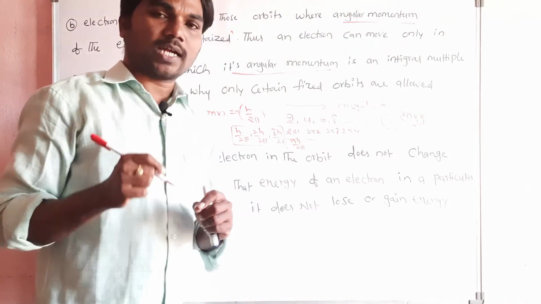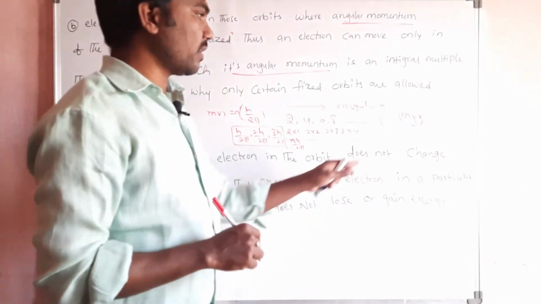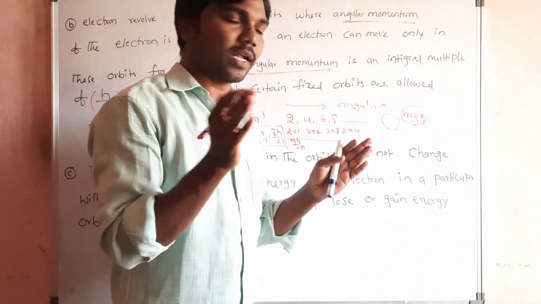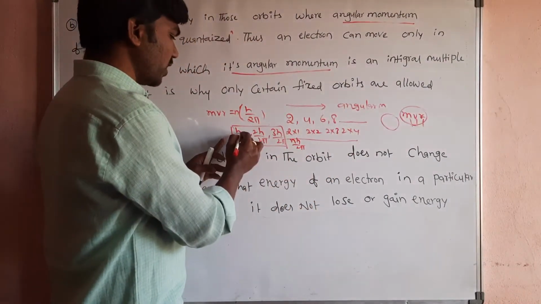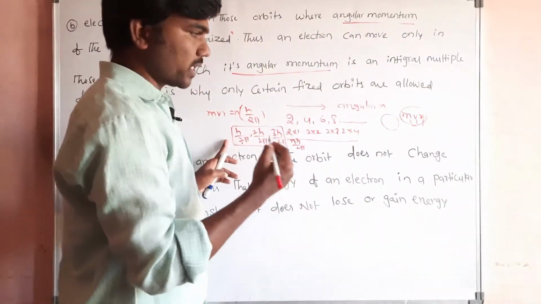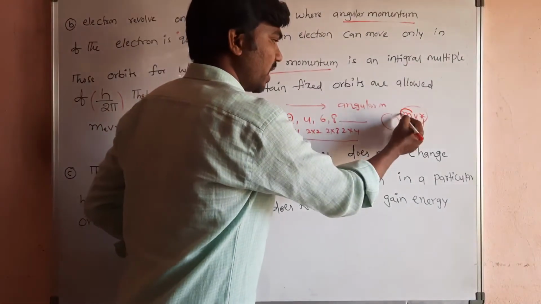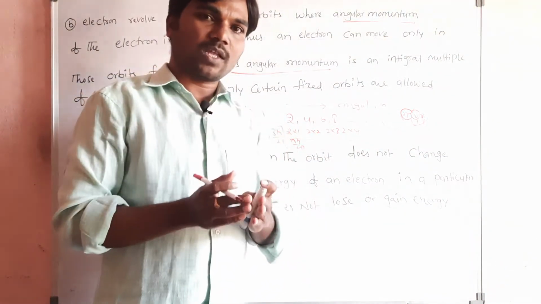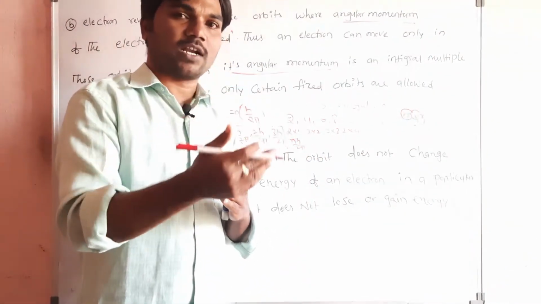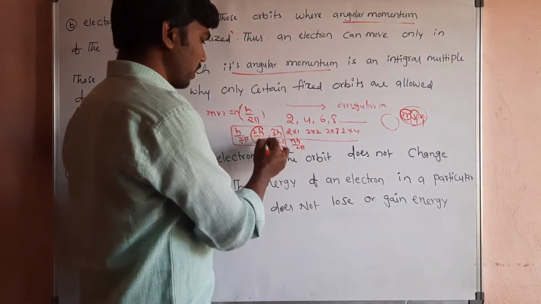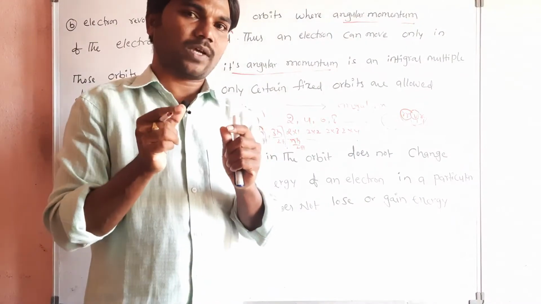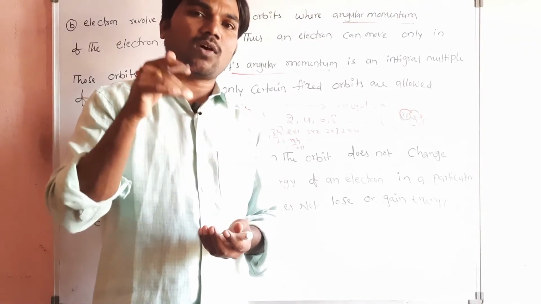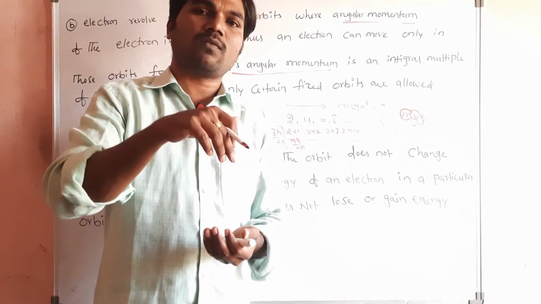For the first orbit, for the electron revolving in the first orbit, the mass of the electron, the velocity of the electron and the radius of the orbit, the product of these three will be equal to h by 2 pi. When you go for the second orbit, the product of the mass of the electron, the velocity of the electron and the second orbit radius will be equal to 2h by 2 pi. Only if the second orbit satisfies this condition will the electron revolve in the second orbit. If not, it will not revolve in a circular path, meaning the electron will not revolve in the second orbit.